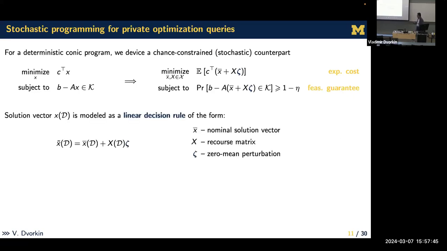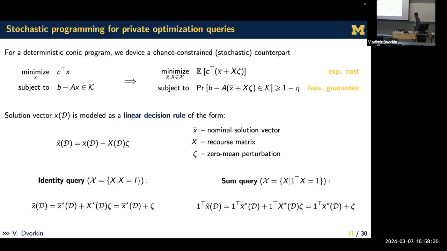What are these variables here? This is called a linear decision rule. Essentially, it's a linear decision rule of the following form. It has a nominal component that is dependent on data and has a recourse component. And if you have worked with stochastic optimization before, you would think of zeta as an uncertainty in your data, right? Uncertainty in renewables when we dispatch power systems under uncertainty. Here, though, zeta is not uncertainty of data. Data is fixed. It's an intentionally introduced perturbation.